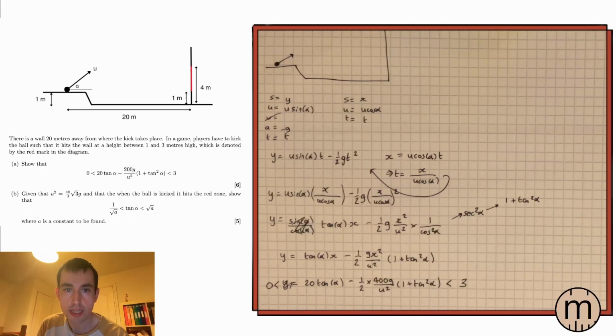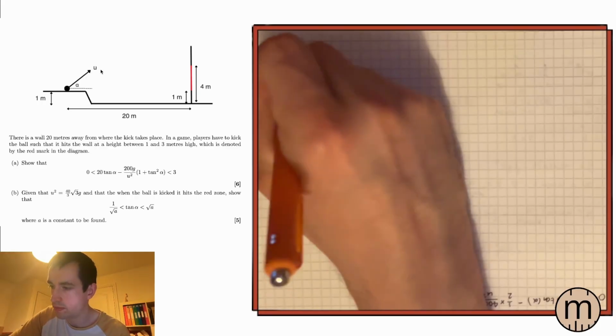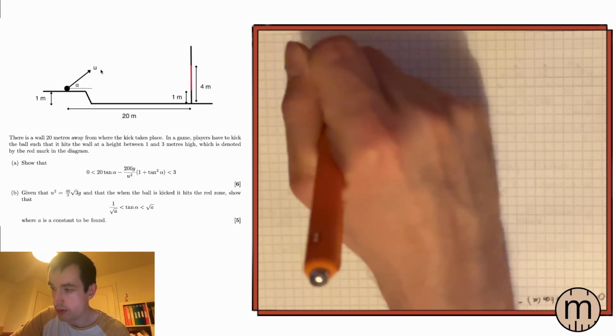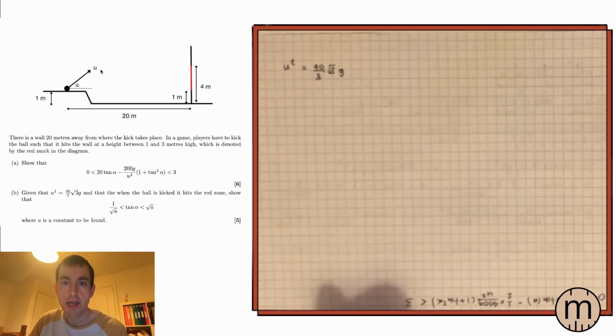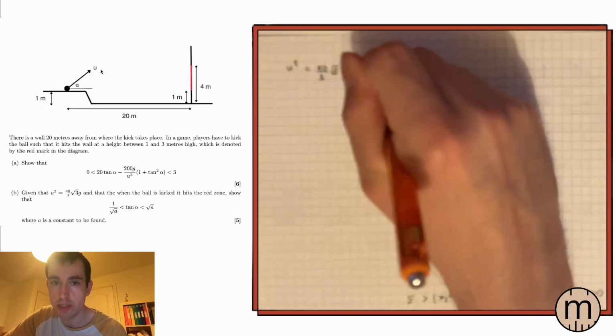If we scroll down a bit, now we're given the value of u squared. We're told that u squared is equal to 40 over 3 root 3 g, and we're told that the ball hits the zone. We need to show that tan alpha is between those two values. Let's sub it in. We know what u squared is, so we'll sub that into the given equation.